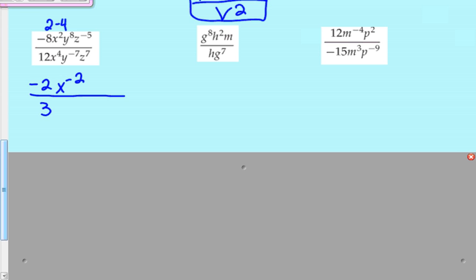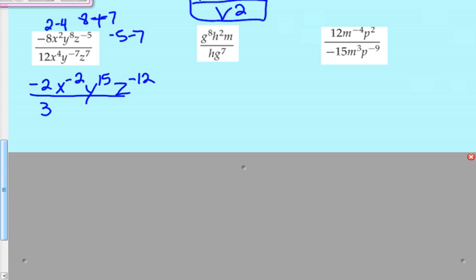And like I said, originally it's all going to be on top. Then we have 8 minus a negative 7, which becomes y to the 15th power, because it'll be 8 plus 7. Then we have negative 5 minus 7 for the z's. So that makes z to the negative 12th power.